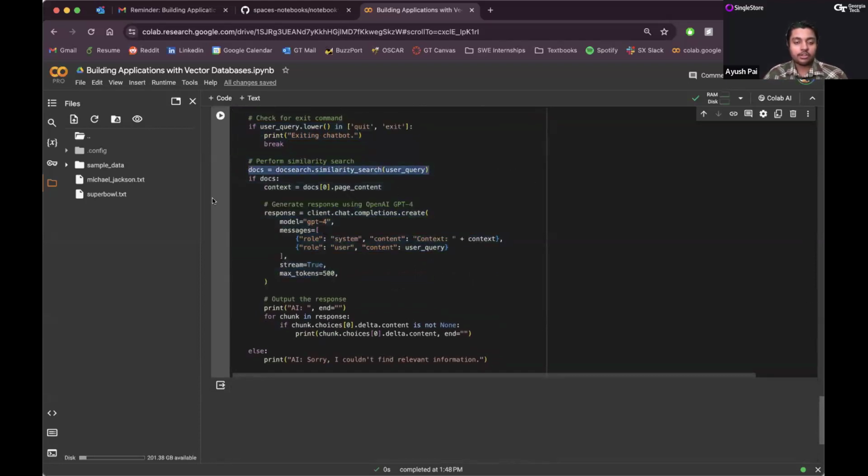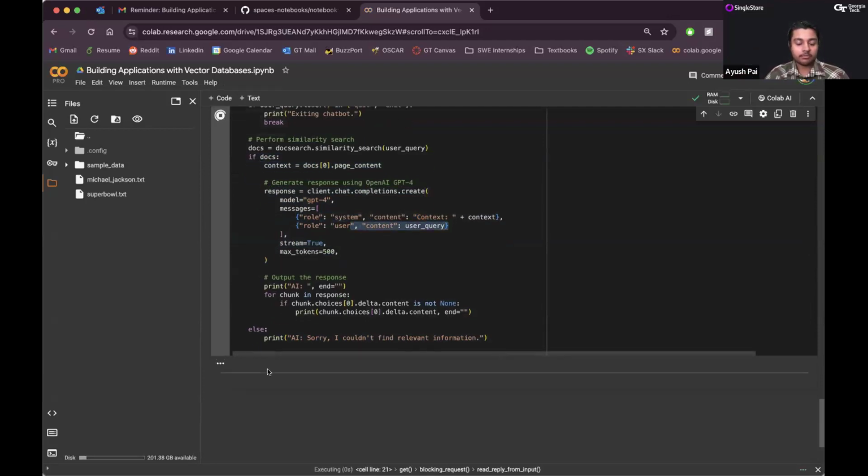So we do the similarity search of the vector database from the user query. Then we use these documents. So if documents, which is saying that if there are relevant documents that it found, because it could be something where the user asked something that's completely irrelevant to what the system is trying to do. And if it doesn't find anything, it's going to say, I cannot find any relevant information. But if it does find the relevant document based on the similarity search, then it's going to take the most relevant document, which is 0, and put that into the large language model. So it's going to have a system message as a context, which is from here, and it's going to have the user query. And let's just try this out.